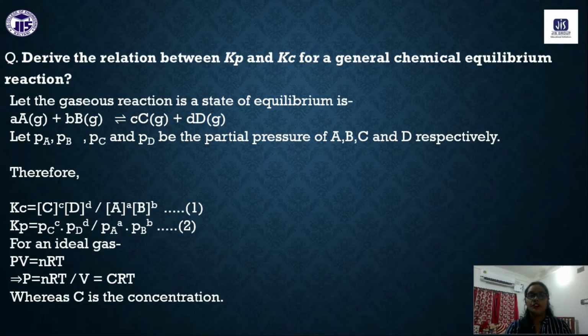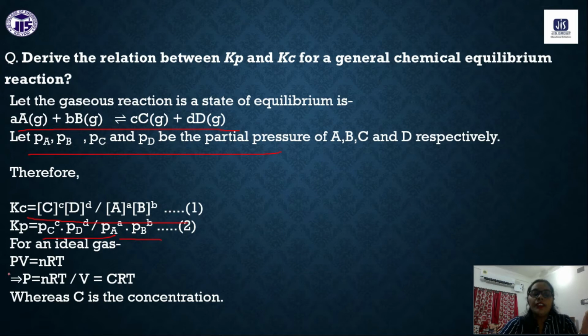Very important question. Okay, so we have taken here the reaction where the reactants A and B are both gaseous, and from these gaseous molecules we have the products C and D, also in gaseous form, and these are the partial pressures. So Kc equals the concentration of the products divided by the concentration of the reactants. Kp equals the partial pressure of the products divided by the partial pressure of the reactants.